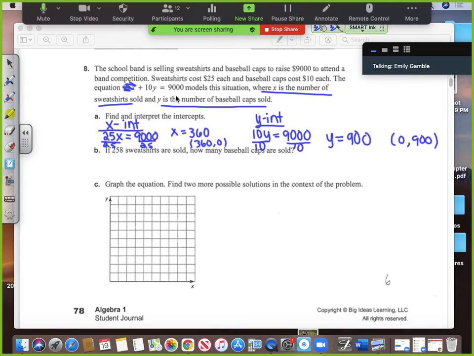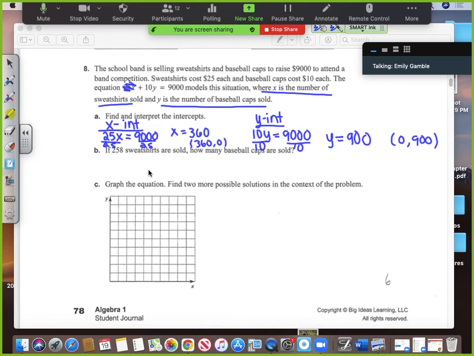And that's because each sweatshirt is $25, and 25 times 360 is equal to $9,000 in total. You can also sell 0 sweatshirts and 900 baseball hats, and it equals $9,000 because each baseball hat is $10, and 900 times 10 is 9,000. So that's what interpreting the x and y intercepts mean.